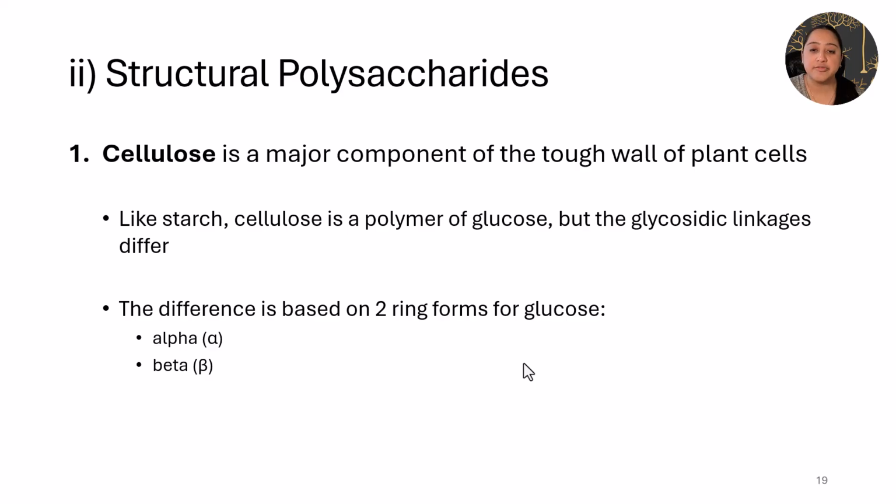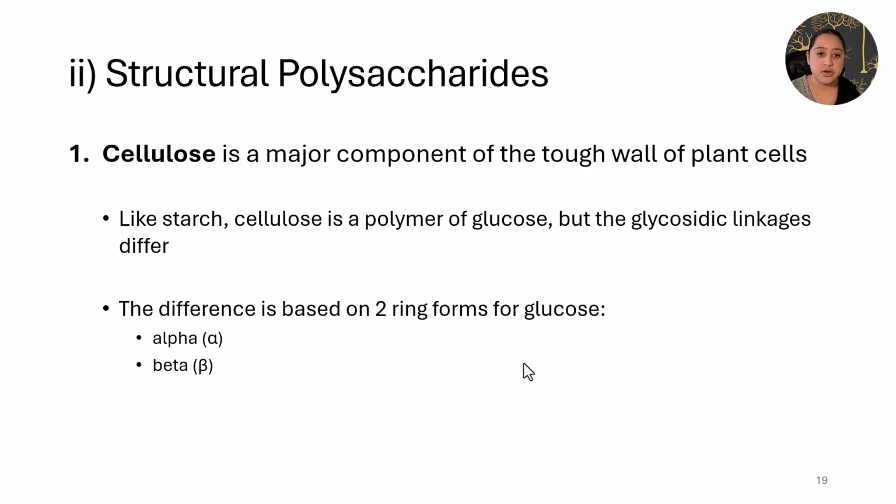Another category of polysaccharides are structural polysaccharides. So these help provide some kind of structure to something. So the first example is cellulose. Cellulose is a major component of the tough wall of plant cells. So we haven't covered cells just yet, but plant cells are kind of square looking, if you remember from high school biology. And that's because they have a cell wall. And so this cell wall is typically made of cellulose.